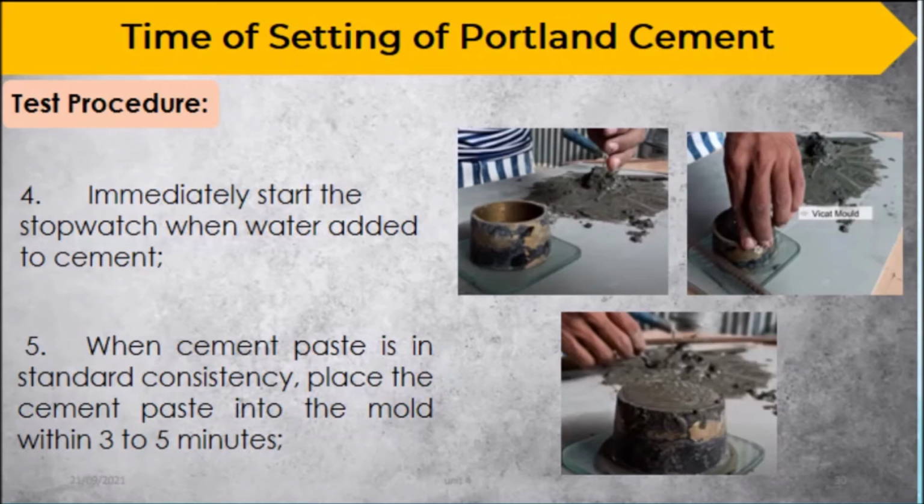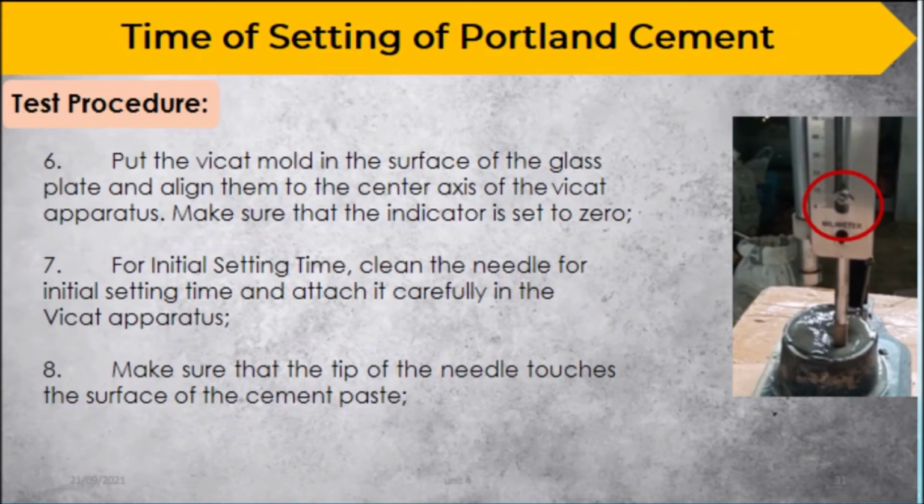When the cement paste is in standard consistency, place the cement paste in the mold within 3 to 5 minutes. Next is to put the VICAT mold on the surface of the glass plate and align it to the center axis of the VICAT apparatus. Make sure that the indicator is set to 0.